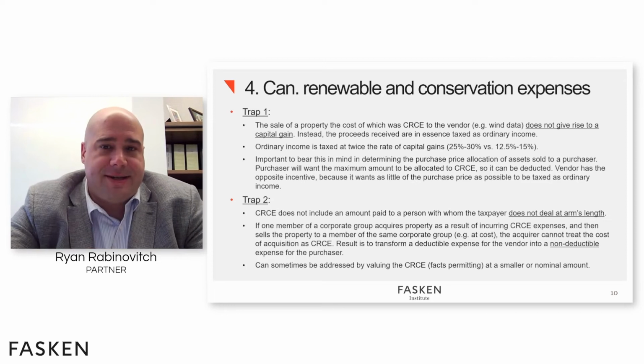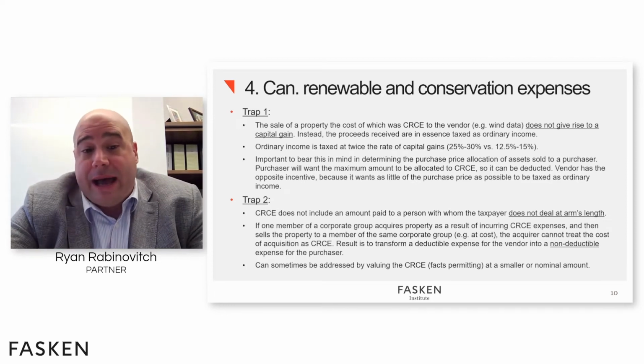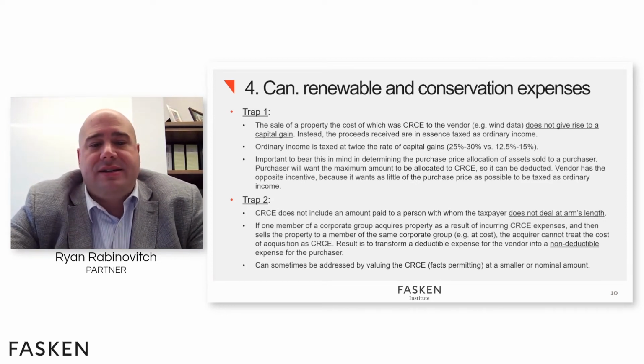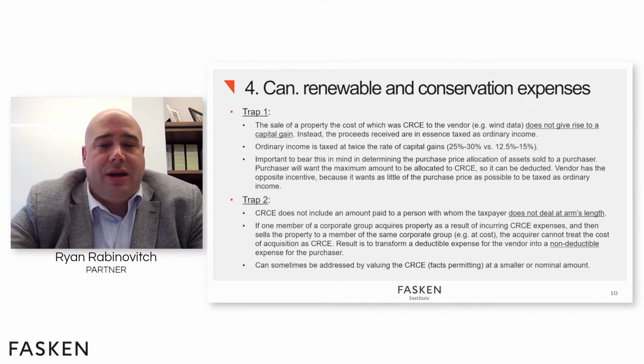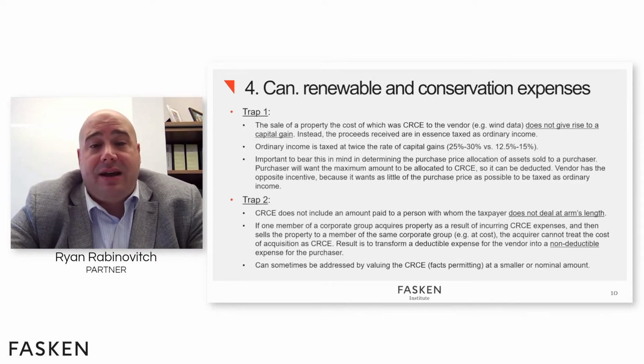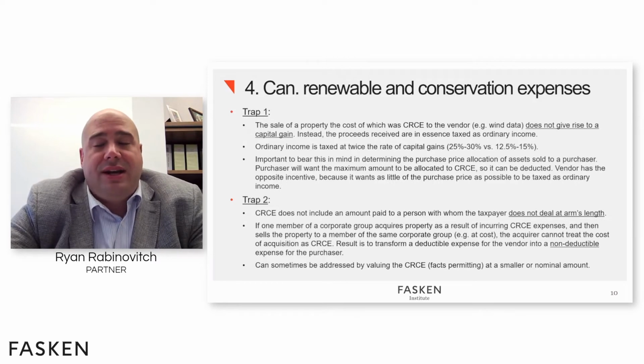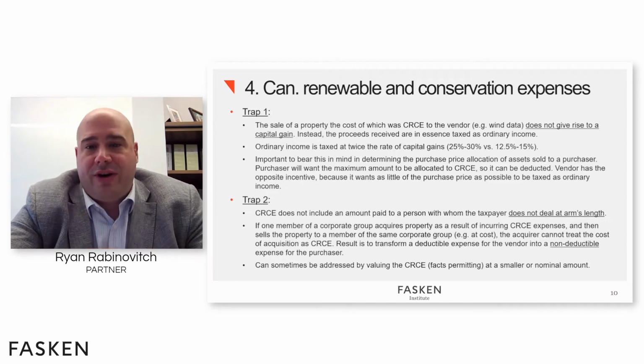because of what we're discussing. The second trap is that, one of the limitations on CRCE is that it only includes an expense that's incurred by paying an amount to a person with whom the taxpayer deals at arm's length. So you can't treat as CRCE an amount paid to a related member of the group, for example.